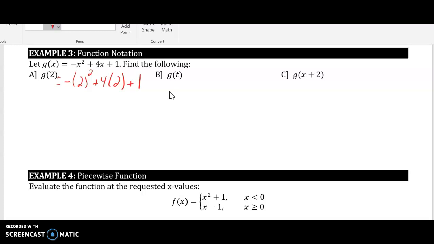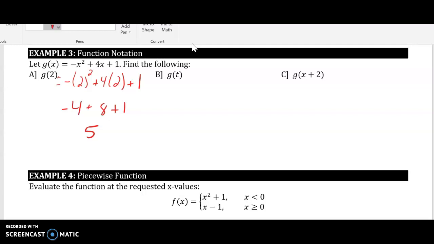Be careful, this negative is not inside the squared, so it actually is negative 4. When you square 2, you get 4, and then you put the negative there. 4 times 2 is 8, plus 1. So negative 4 and 8 is 4, plus 1 is 5. You might say, well, letter B, what do we do? Well, we're going to plug in everywhere we see an x, we're going to plug in a t.